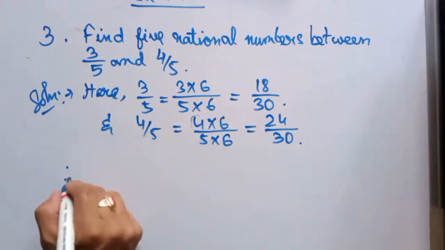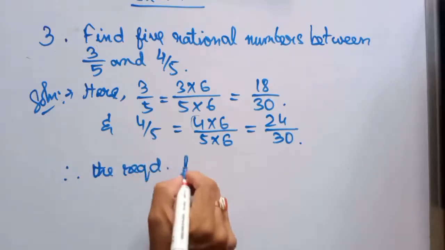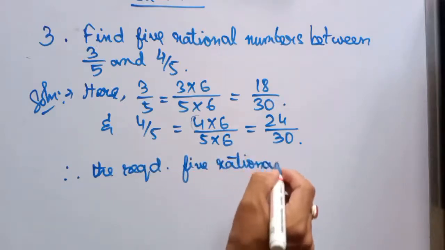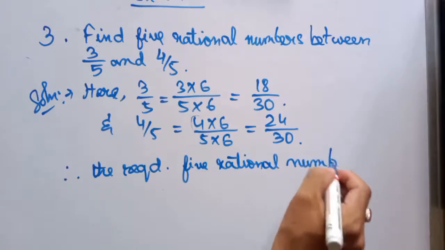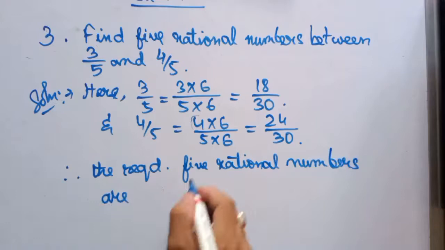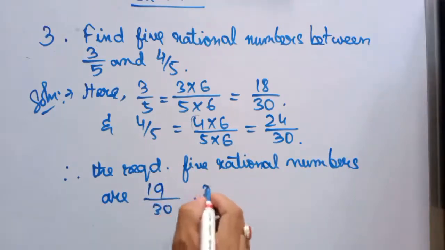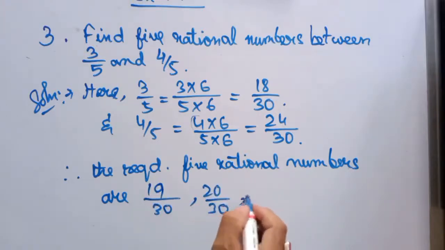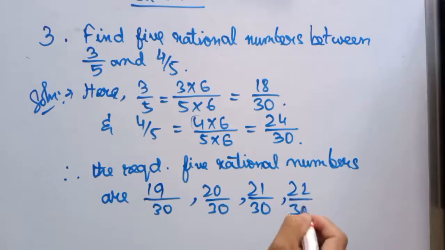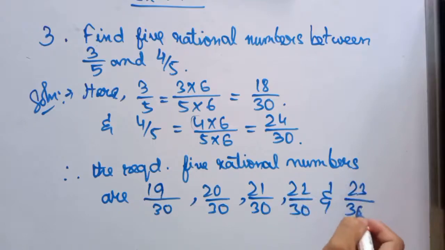So the equivalent rational number of 3 by 5 is 18 by 30, and the equivalent rational number of 4 by 5 is 24 by 30. So therefore the required 5 rational numbers are 19 by 30, 20 by 30, 21 by 30, 22 by 30, and 23 by 30.